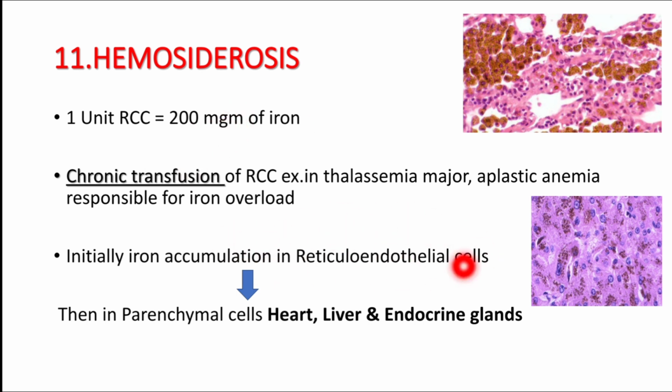Particularly, first it will get deposited in the reticuloendothelial cells, and then gradually the iron will start accumulating in the parenchymal cells. And the organs involved by the iron accumulation are the heart, liver, and the endocrine glands. So the heart, liver, and endocrine glands are more prone to iron accumulation. These three organs will have iron accumulation within their parenchymal cells, and because of iron accumulation, their function will be hampered.